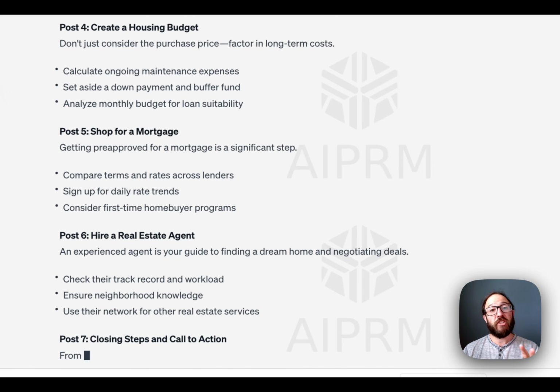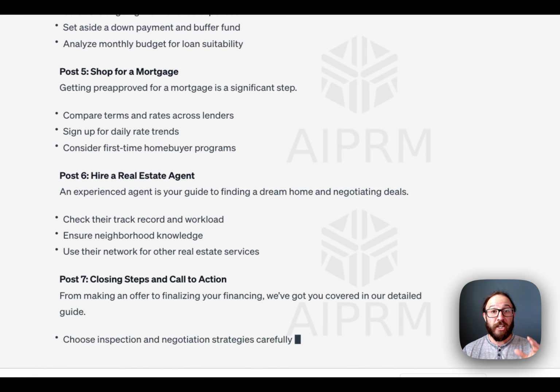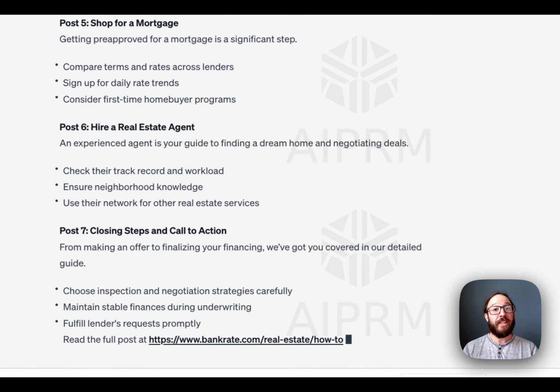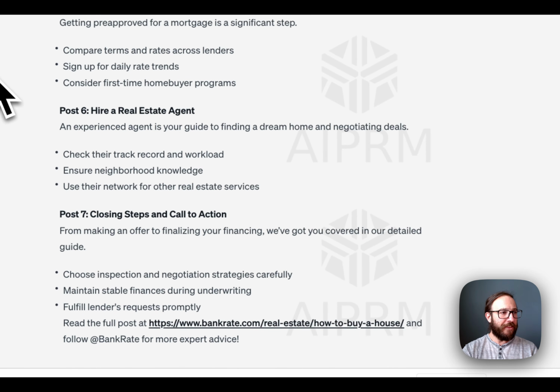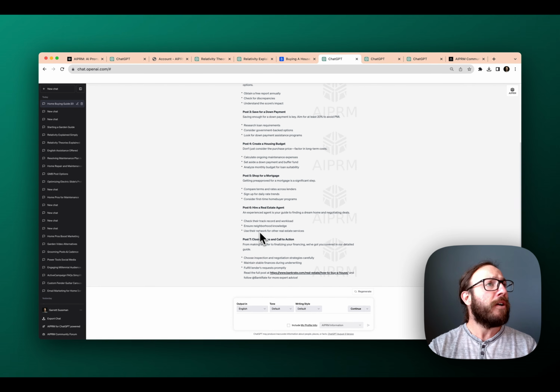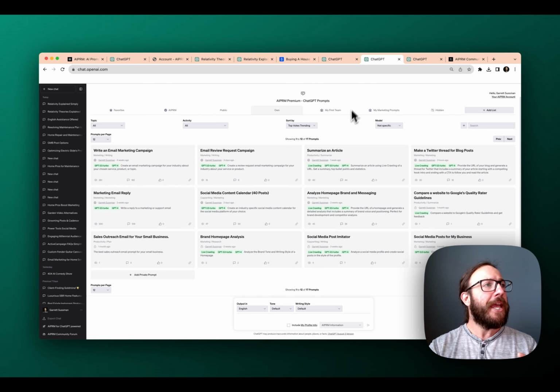So just think about how much time this will save you for creating Twitter threads on a blog post that you've just created. Huge. And there it is at the end. The last one, bank rate and the article. Boom. So useful. Now, the next thing that I want to talk through is how to manage your prompts.